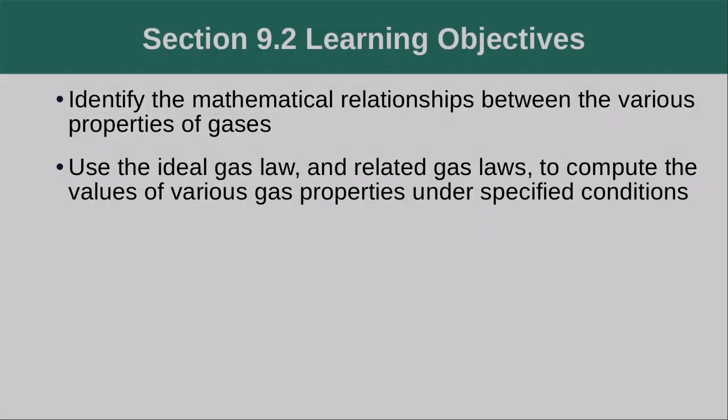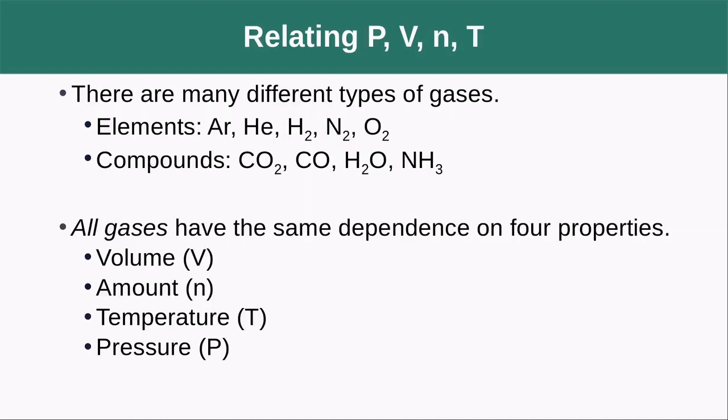In section 9.2, we're going to identify the mathematical relationships between the various properties of gases, and then we're going to use the ideal gas law and related gas laws to compute the values of various gas properties under specific conditions. So there are a lot of different types of gases.